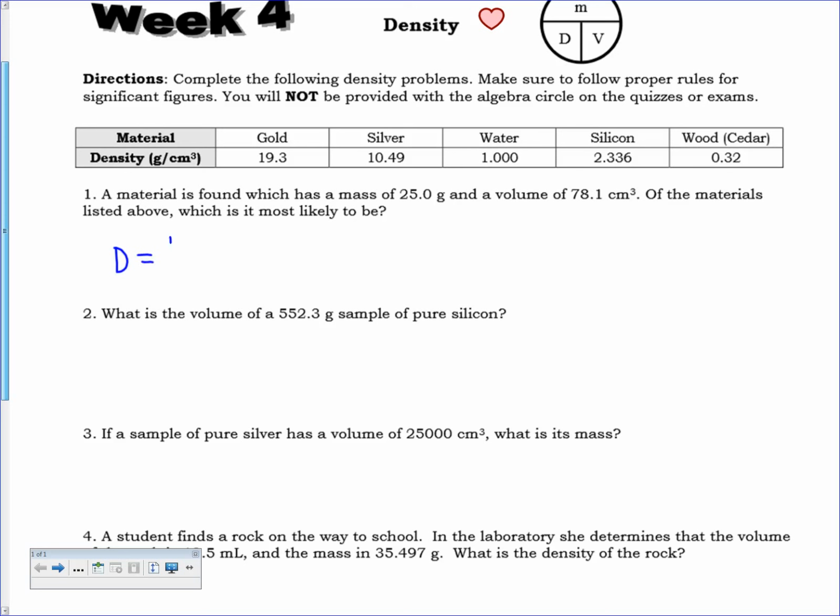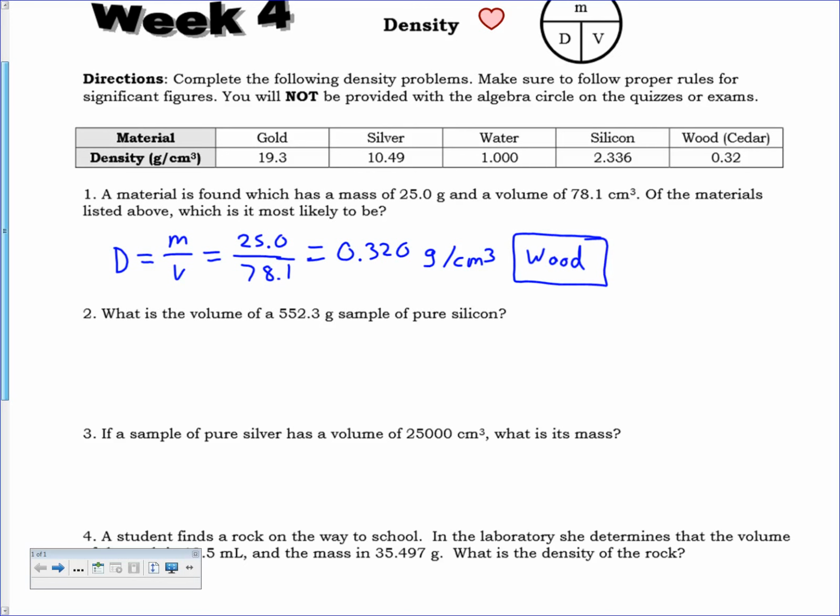So density is going to equal mass over volume, which is equal to 25.0 over 78.1. Now, we will be following sig fig rules in this one, so 3 sig figs over 3 sig figs gives us 3 sig figs in the end. That equals 0.320 grams per centimeter cubed. All right, and then if we look up here at the table above, we can see the only substance with a density close to that is wood, and that is actually right on there, so it should be wood.